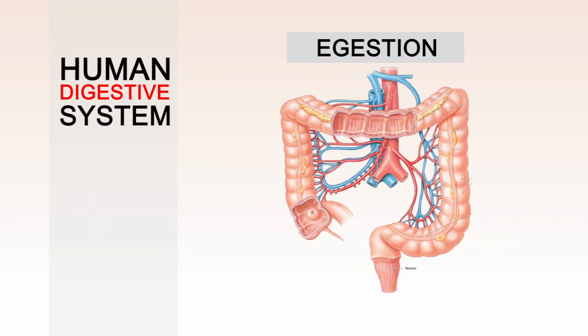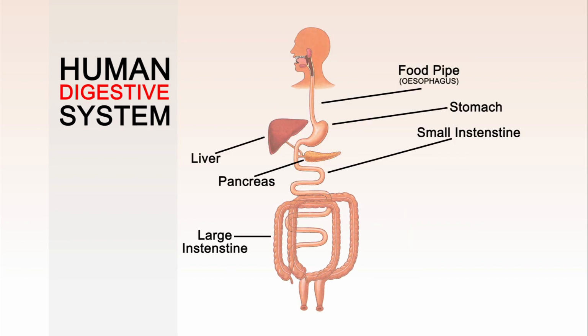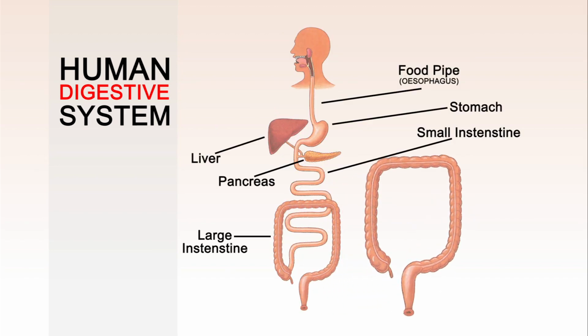The only process left now is egestion, which simply means removal. The undigested and unabsorbed food is passed into the large intestine. The large intestine is actually shorter but wider than the small intestine. The length of the large intestine is about 1.5 meters. It helps in absorbing water and some salts.